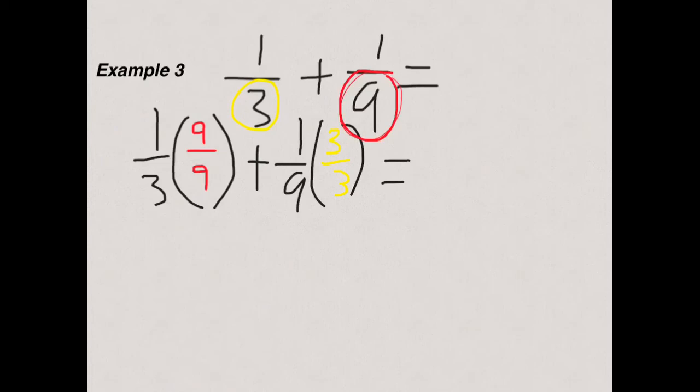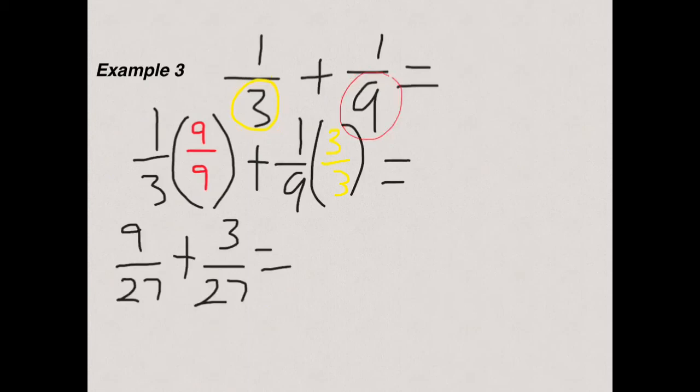Now, I'll go ahead and circle 3 again. You'll see me circling it. Now, I'm taking that denominator, which is from the first number, and multiplying it to the numerator and denominator of the second number. And that's why we have 3 over 3 times 1 over 9. And once we multiply across, we end up with 9 over 27 plus 3 over 27. Add that together, we get 12 over 27.